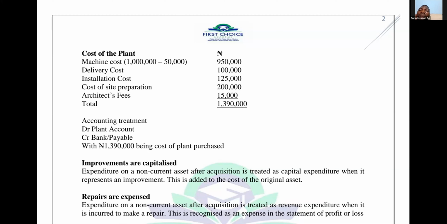You are going to record it as 1,390,000. That is what we call the cost model. And the accounting treatment is that you are going to debit plant account because plant account is an asset account. And whenever an asset increases, you debit your asset account.